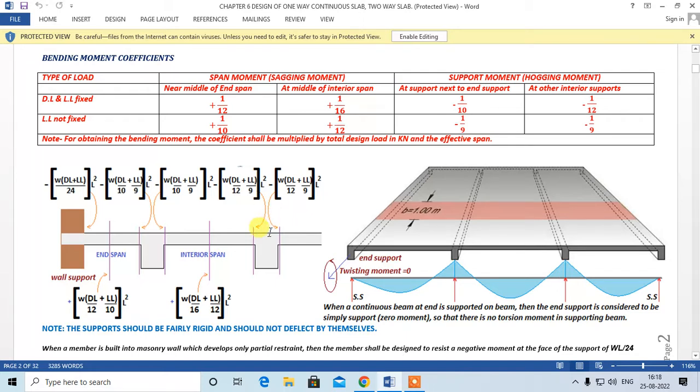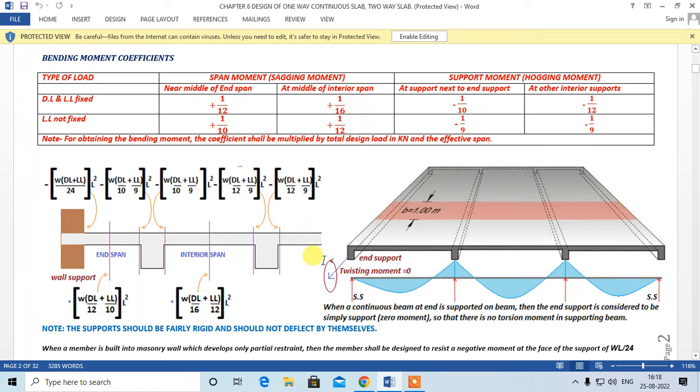Now, the code also says when a member is built into a masonry wall which develops only partial restraint, then the member shall be designed to resist a negative moment at the face of the support, which is equal to capital WL divided by 24. So when your end support is a wall, then the code says you have to take a moment equal to wL square by 24. This is small w.